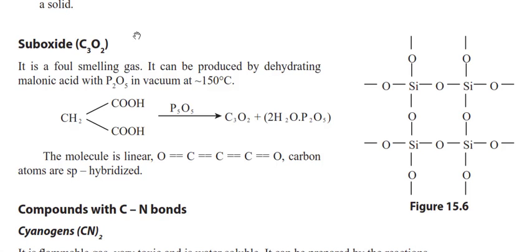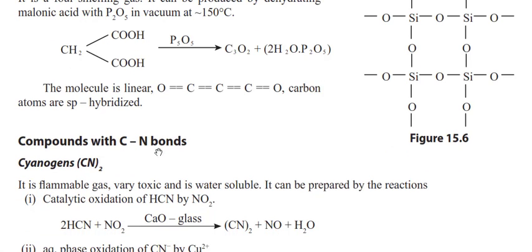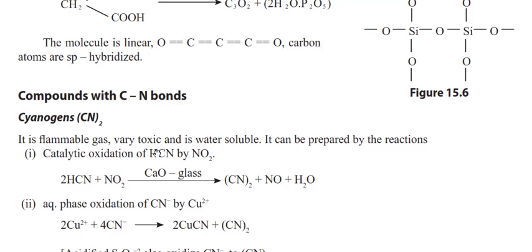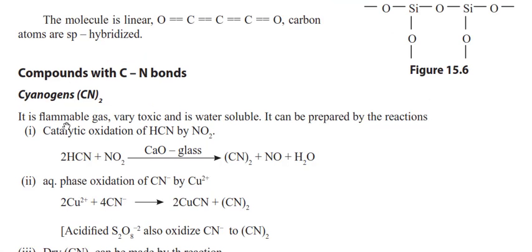The suboxide C3O2 is also an oxide you can produce. Synthesis is very easy. You can make it from malonic acid by reacting with P2O5, phosphorus pentoxide. And you can produce the suboxide, and the structure is linear, and that's why the hybridization is sp. Carbon can also make a bond with nitrogen, and it is known as cyanogen.